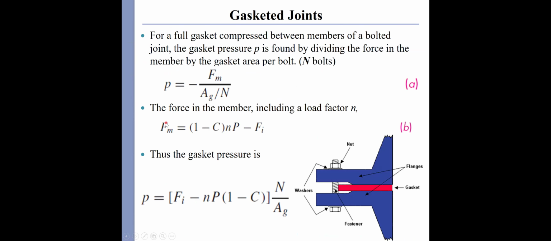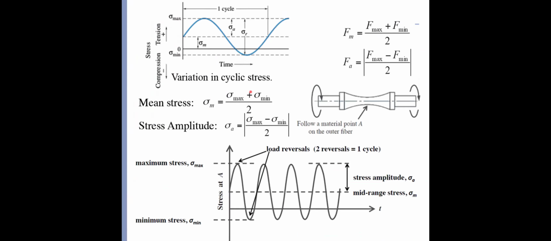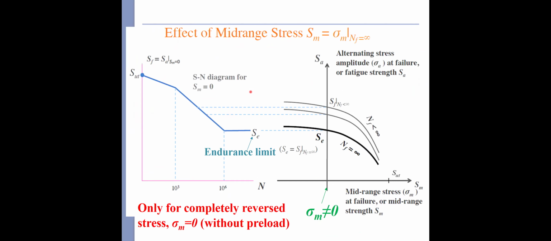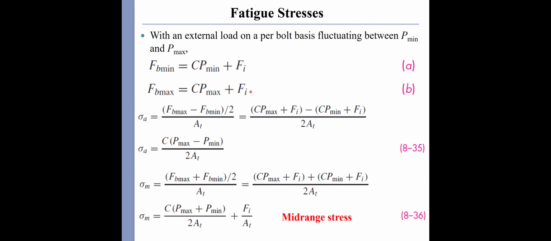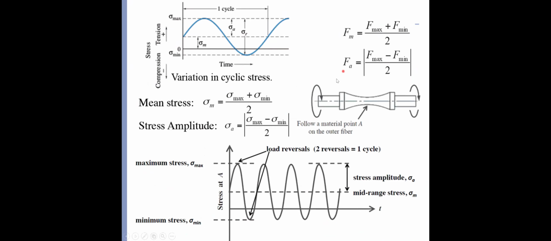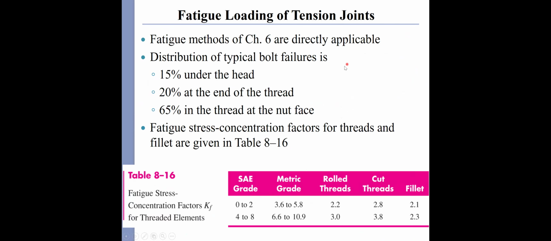So I'm going to stop here. In the next discussion, we're going to focus on the gasket joint, where we have members and just place the gasket in between. So how do we evaluate the pressure? And then we're going to introduce the fatigue criteria for the fastener. Okay, we're going to stop here.